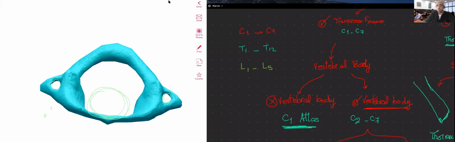Zygomatic bones, yes, zygomatic bones are part of our facial bones. I just forgot to state them. All right, zygomatic bones are facial bones, yes. So do I see a vertebral body on here? No. So if you can't see a vertebral body, this tells you you are looking at C1 or atlas.